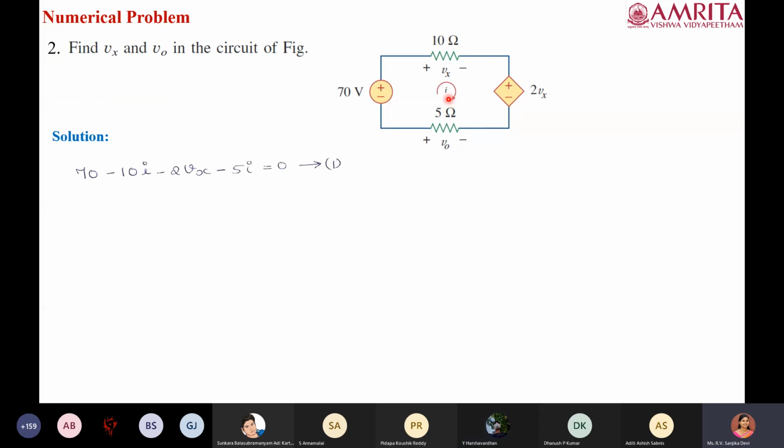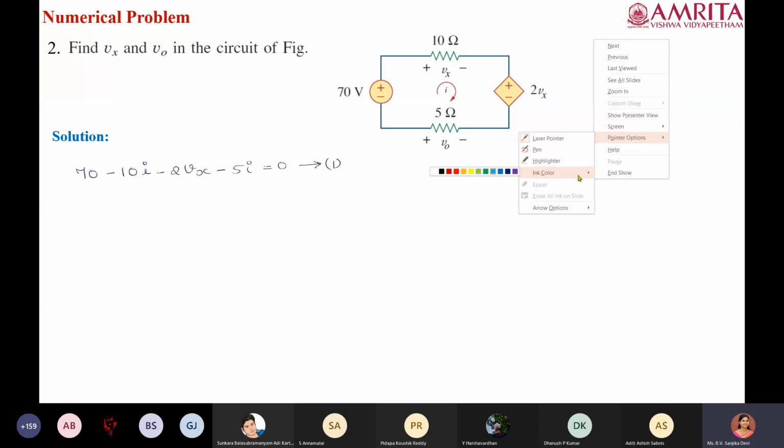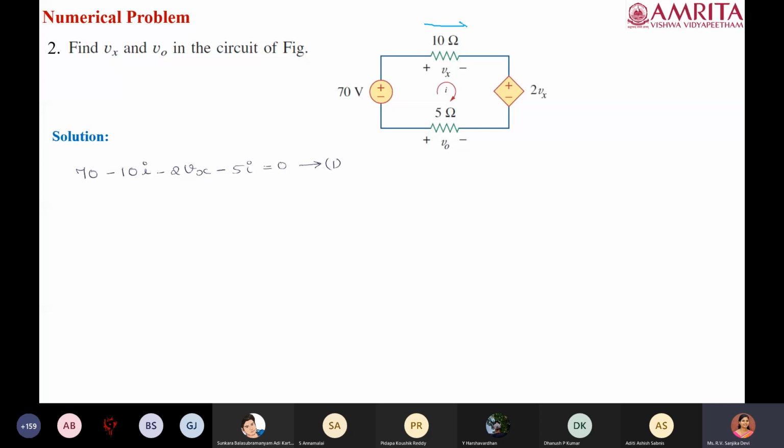See here, for the 10 ohm, I will use one more color. For a 10 ohm, when the current is flowing through this 10 ohm, there will be a voltage drop. So it means that this will be plus and this will be minus, right? When the current is flowing in this direction, there will always be a voltage drop. Now coming to the 5 ohm, when the current I is flowing in this direction, this should be plus and this should be minus, right? Only then there is a voltage drop.